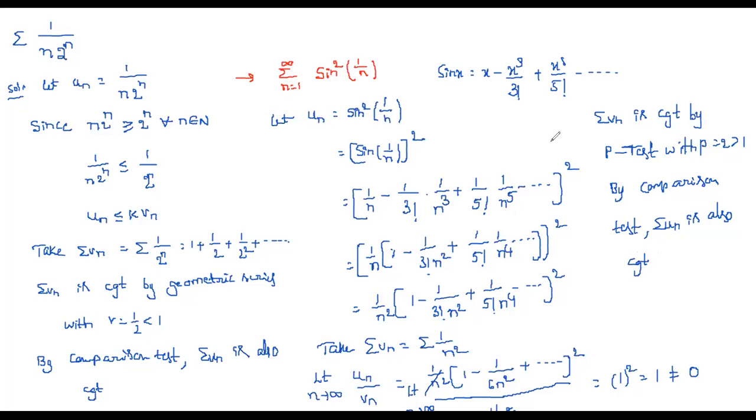Is it right? Suppose sine 1 by n, what about that? If suppose the given problem is sine 1 by n without having the square term, then is this convergent or divergent?